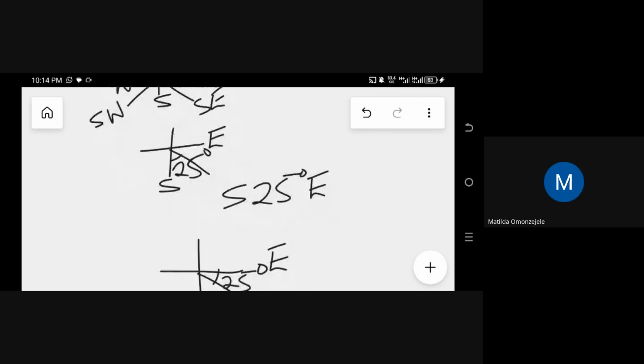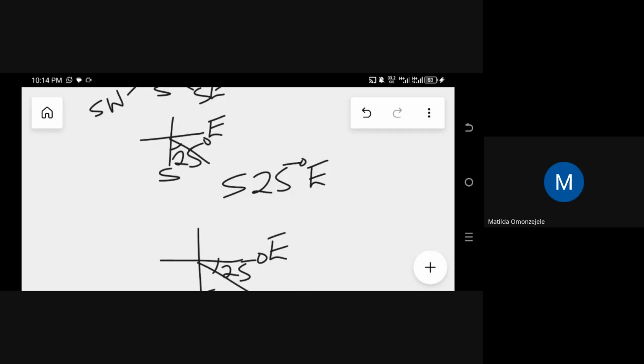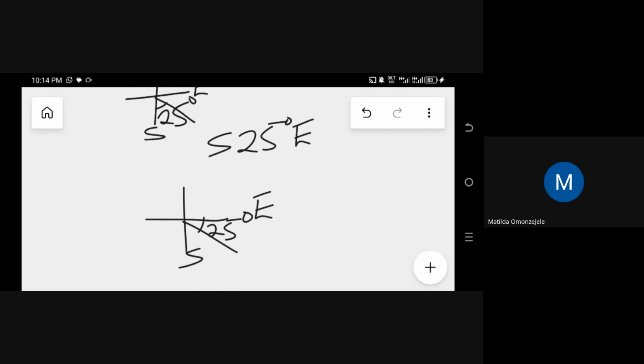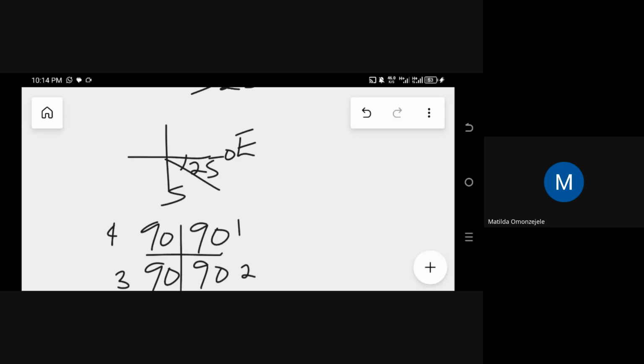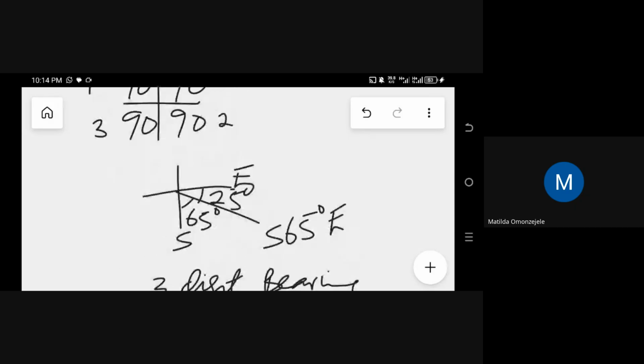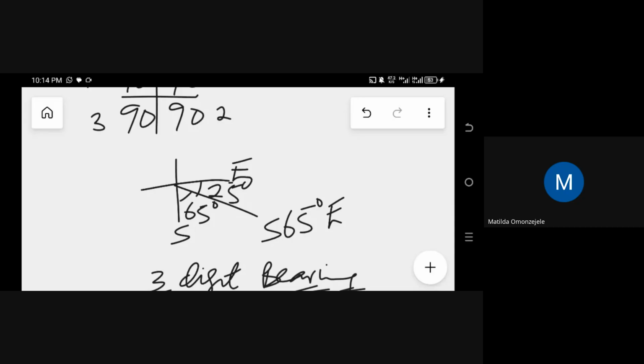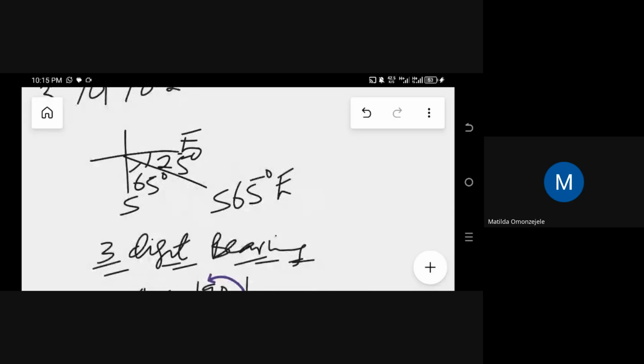And then we did this first one. We said that 25 degrees was touching the south, so the compass bearing is south 25 degrees east. We then said that the 25 degrees for this second one is not touching the south, so we have to look for the balance that will touch the south because each of those quadrants is 90. We got that the balance should be 65 degrees, and the result for that compass bearing is south 65 degrees east.